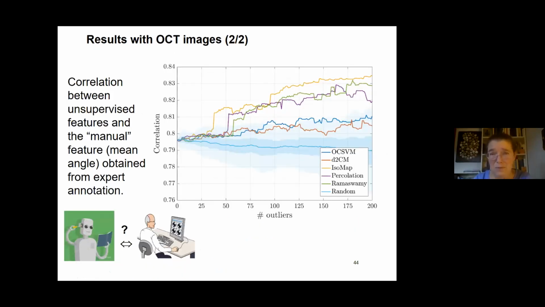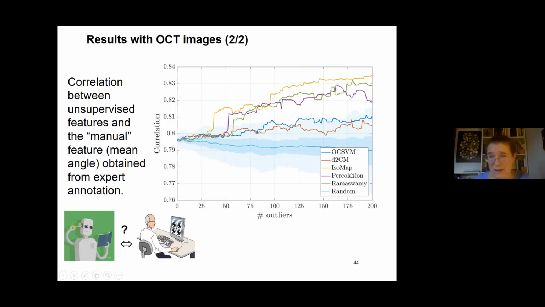So once we have removed these images from the data set, we see that at a certain point, the correlation between the features obtained by the algorithms and the features given by the expert doctor improves. And that's essentially the demonstration that we are removing outliers, because once we remove the outliers, we improve the performance of our unsupervised algorithm. And the way to quantify this improvement of performance is obtaining a better correlation between the results of the unsupervised algorithm and the results given by a doctor. The correlation improves when we remove that type of image.